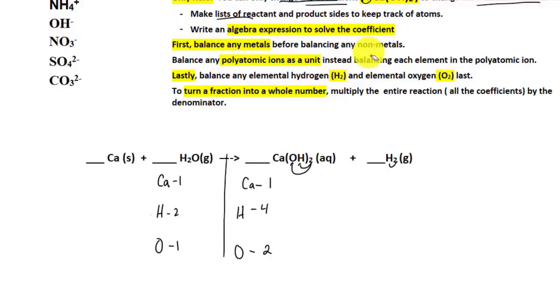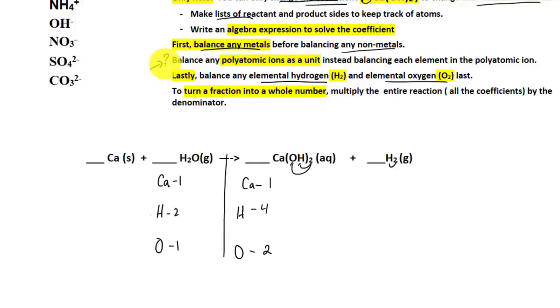The first type of element that we always balance first is any metal, before we even touch any non-metals. The last type of substance that we're going to look at is the elemental hydrogen and the elemental oxygen. These two will be the last thing that we are going to look at. What about the rules in between? Now, this rule can sometimes be effective in balancing a chemical equation, but most of the time we just ignore it.